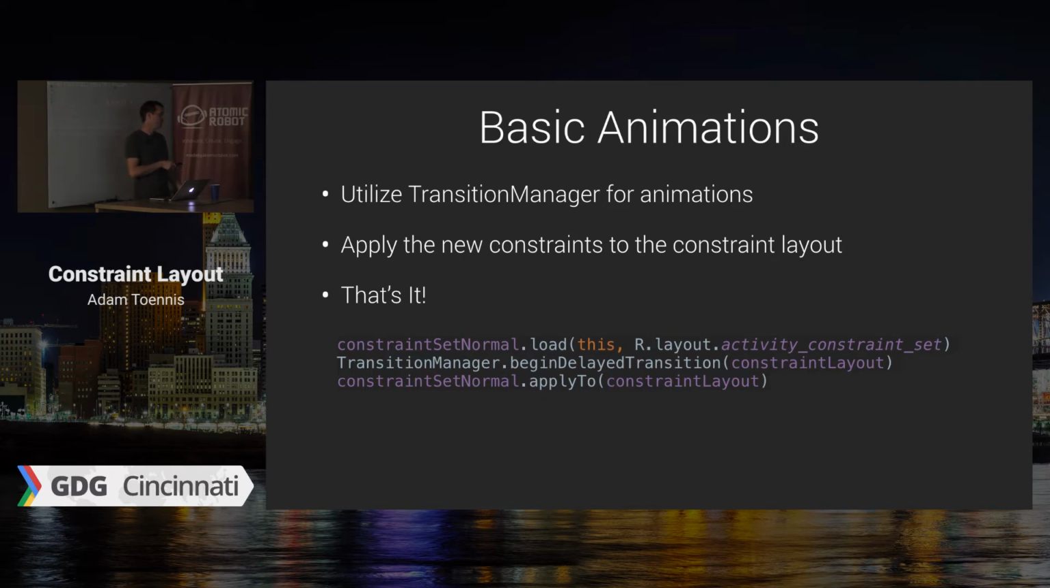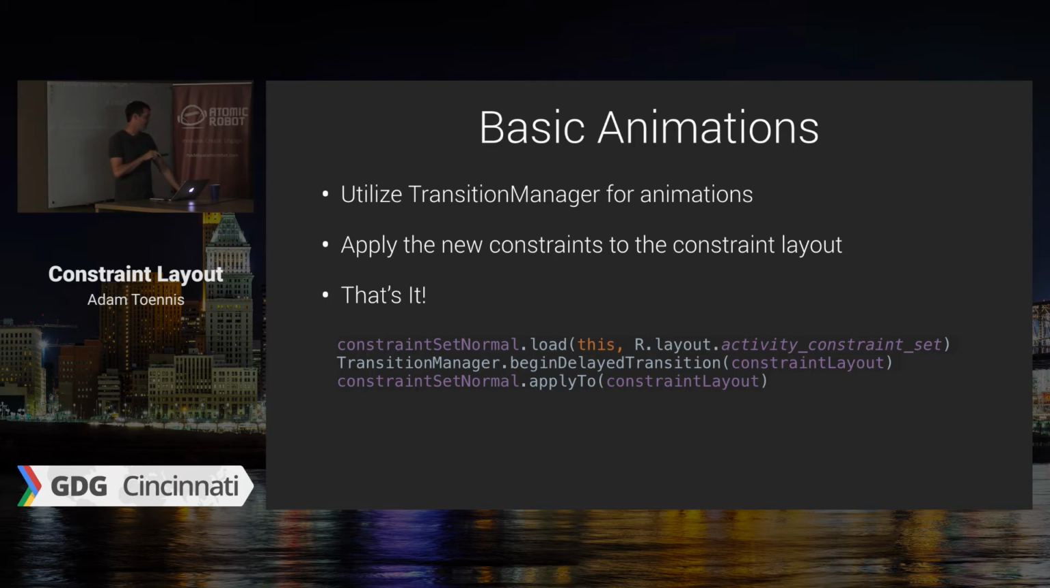This one is actually parsing the XML and pulling the constraints into it. The clone is inflating that layout file and then pulling them into the constraint set. So I don't know if one would be more performant over the other. I'm not sure. But either way, for transitions, you would then just call begin delayed transition on the constraint layout. And then you just do the apply to just like normal.